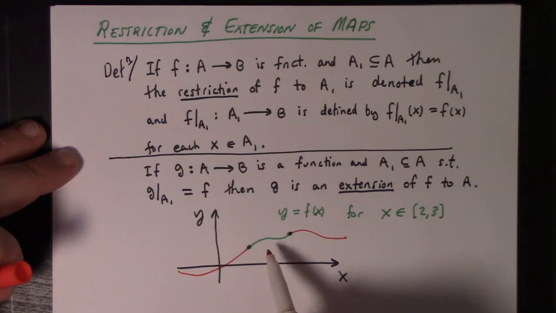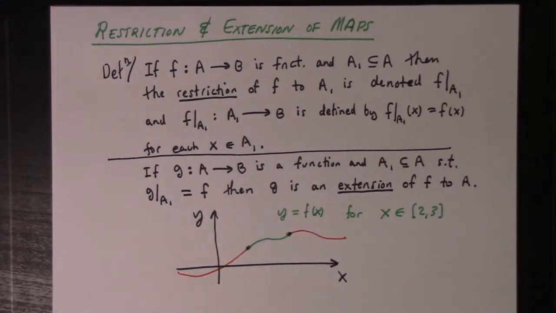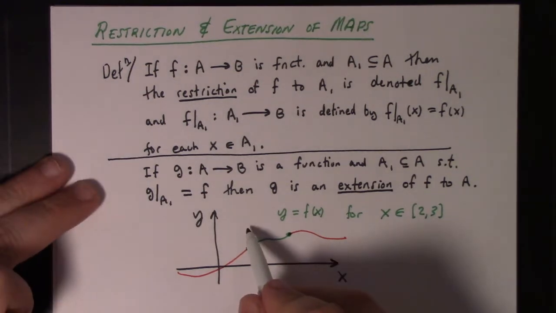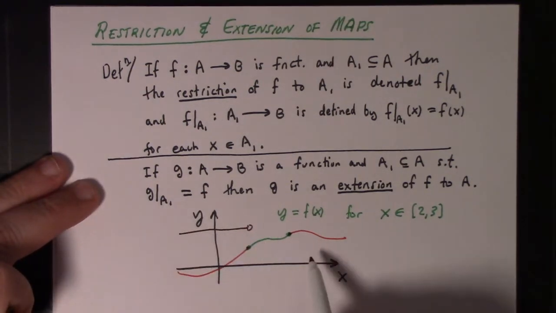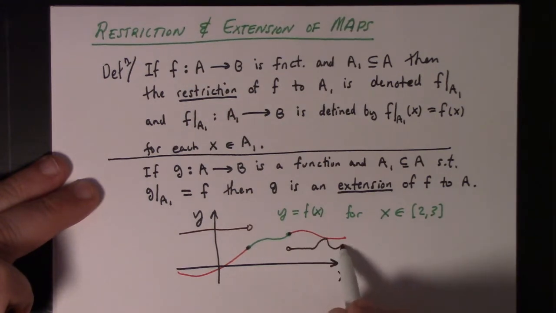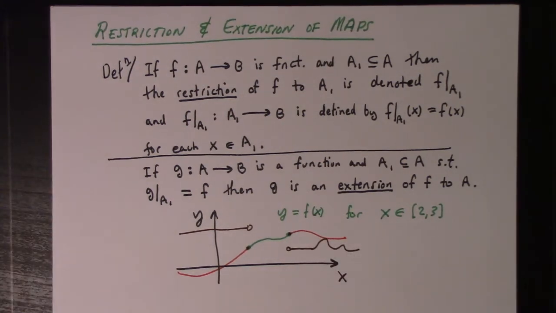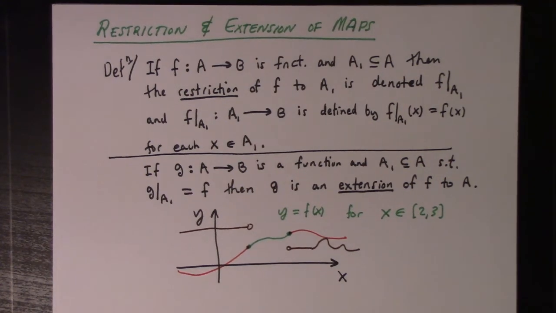I don't even begin to have enough colors to illustrate the possibilities. You could make it jump. Maybe it's not a continuous extension, maybe it's a discontinuous extension. There are so many different ways you could go past what's given in green and look at these extensions if we kept going to the whole reals. So certainly for a generic function, the idea of extension is far from unique.